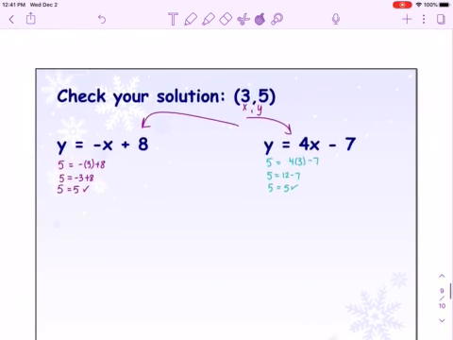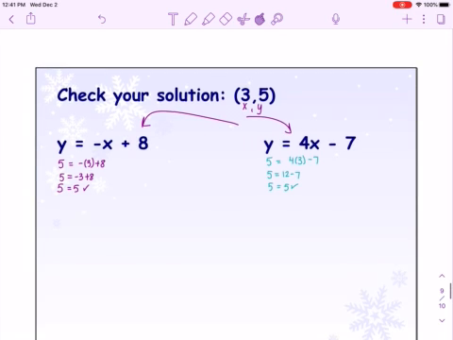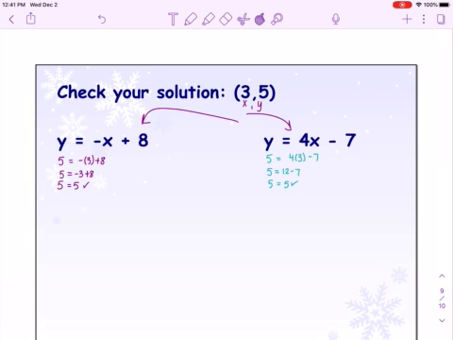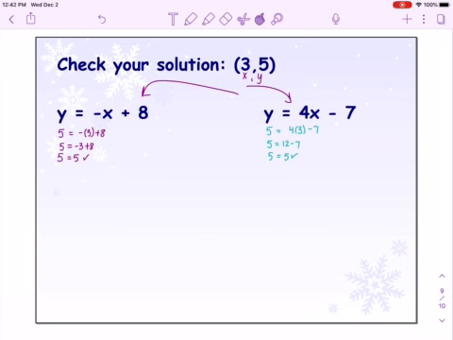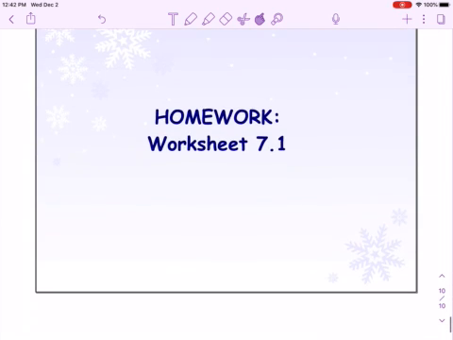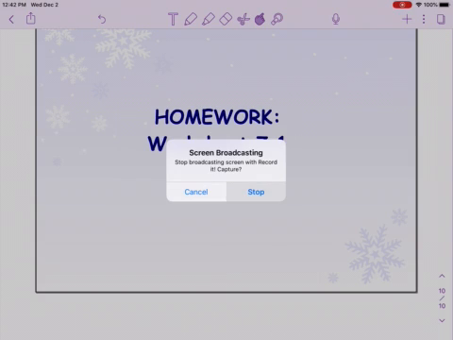So systems of equations, two lines, we're finding where they intersect, and then if we know that they intersect there, it should also make both of those equations true. For your homework, you just have to graph on Desmos. Just make sure you put a screenshot of the graphs in there as well, and tell me how many solutions and what they are. That's it.